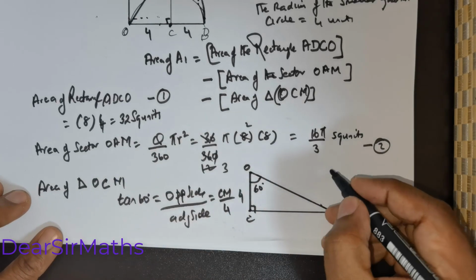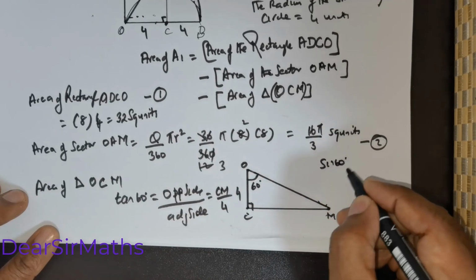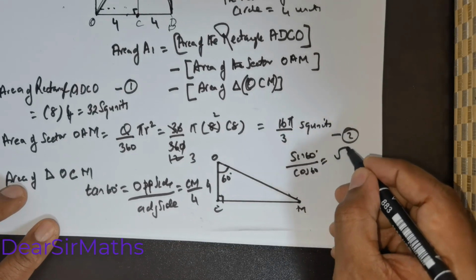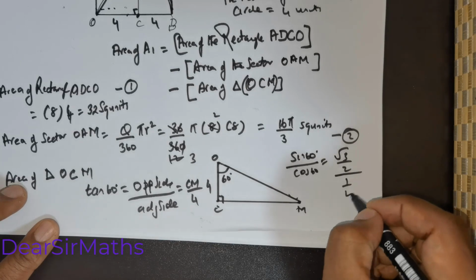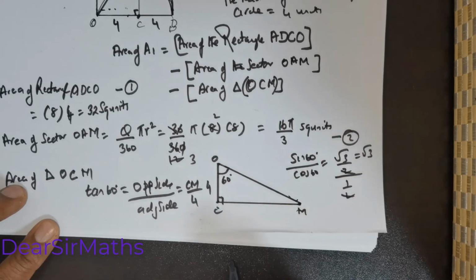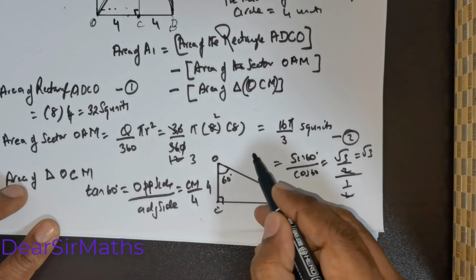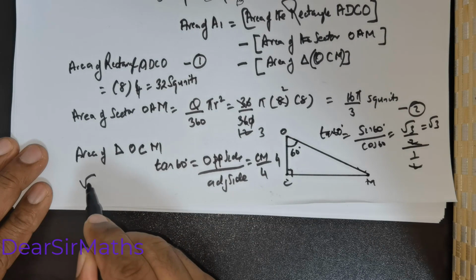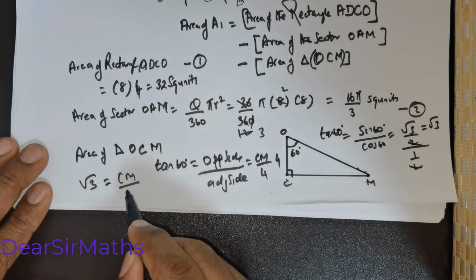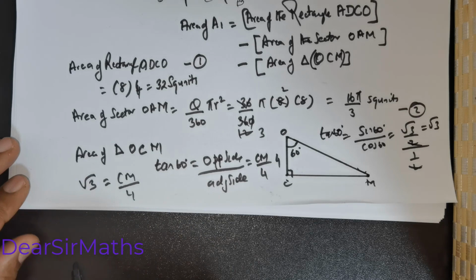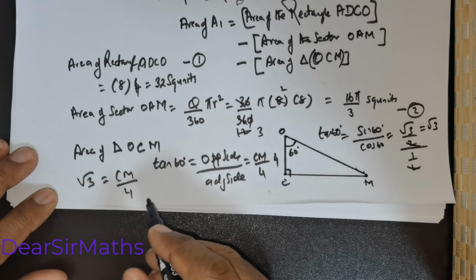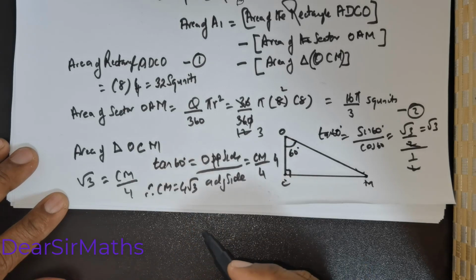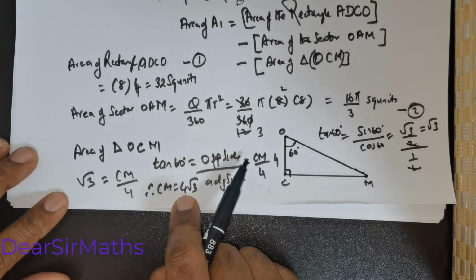Now what is tan 60? Let me show that. Tan 60 is sine 60 over cos 60. Now what is sine 60? Root 3 over 2. What is cos 60? 1 over 2. 2 gets cancelled, you get root 3. So tan 60 is root 3. This is CM. This is 4. And I need CM. So therefore CM is 4 times root of 3. Right? This is my value.